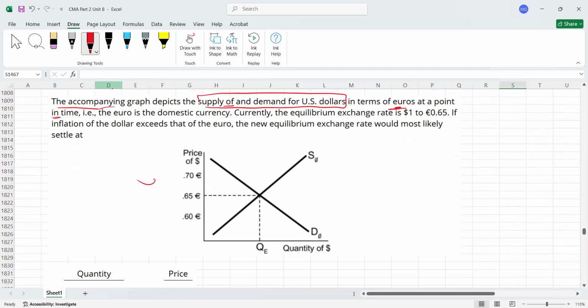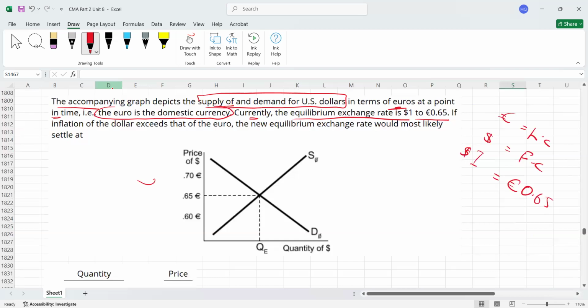And here is an important statement: the euro is the domestic currency. For example, you are living in Europe, where the euro is your local currency and the dollar is your foreign currency. They're saying the current equilibrium exchange rate is $1 equals 0.65 euro. The spot rate, or current rate, is $1 equals what?